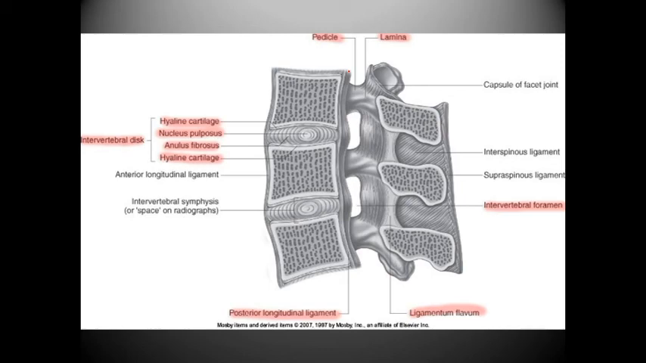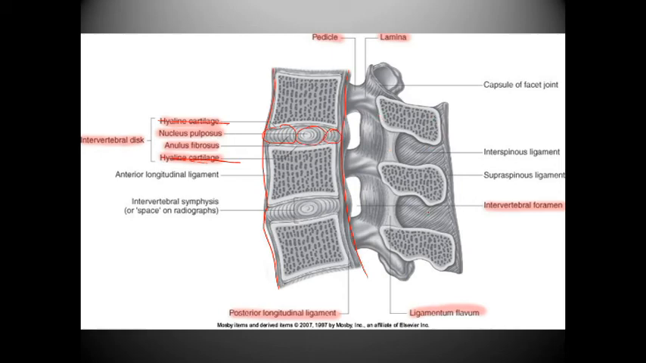I think this image really demonstrates this very well. You have the anterior longitudinal ligament, the posterior longitudinal ligament. You have the intervertebral disc, where we're not going to worry about the hyaline cartilage, we're just going to worry about the nucleus pulposus, which is here, and the annulus fibrosus, which is the tough outer layer.